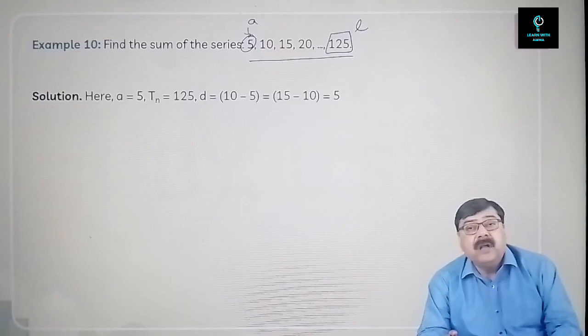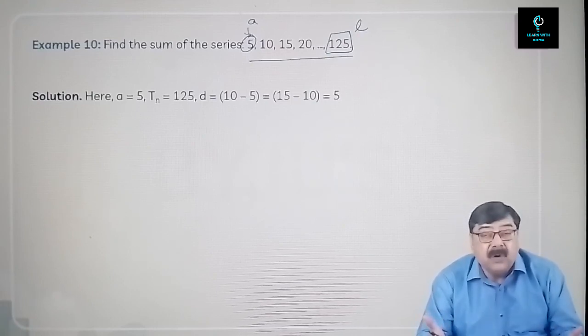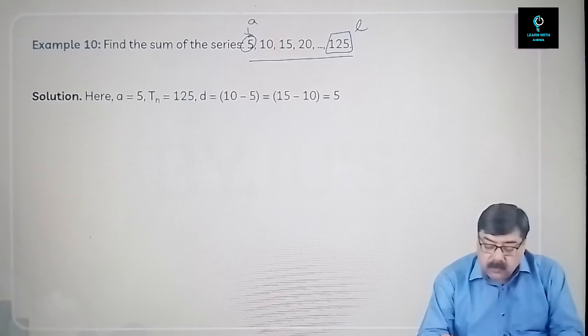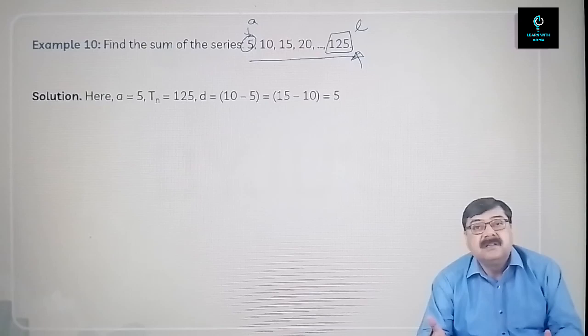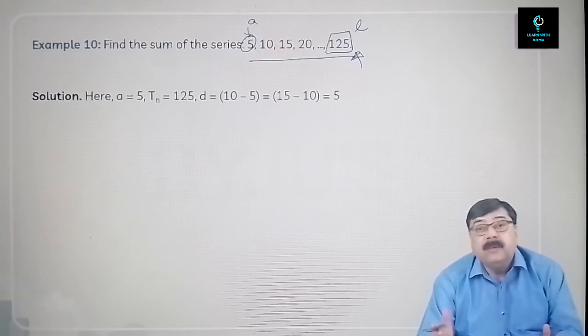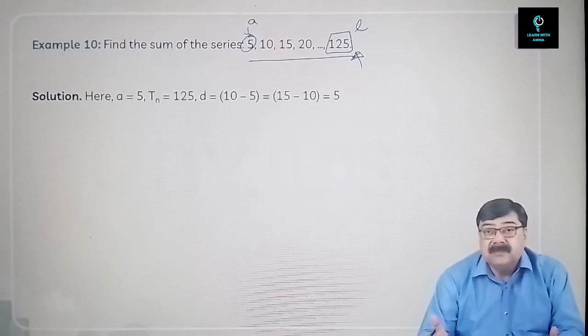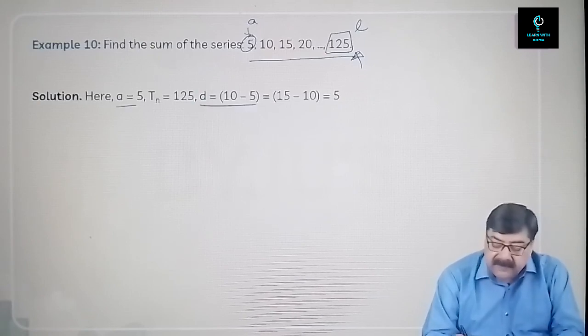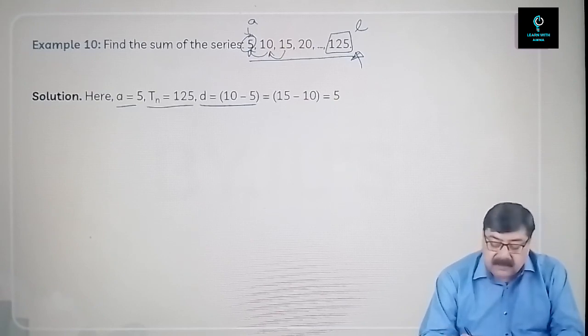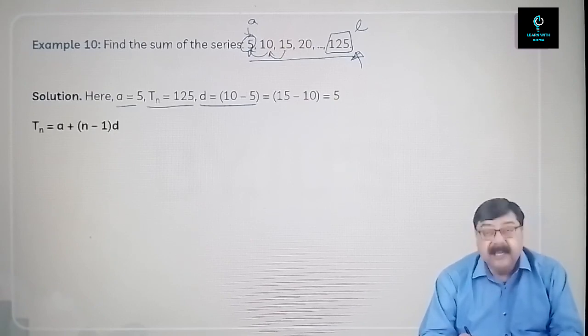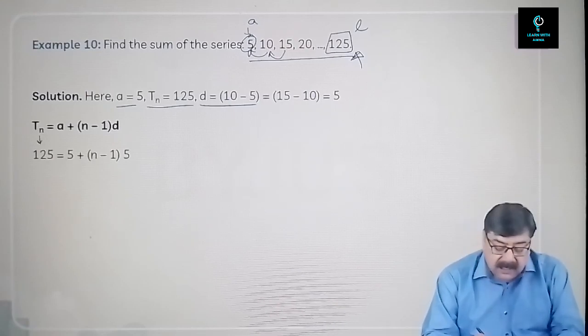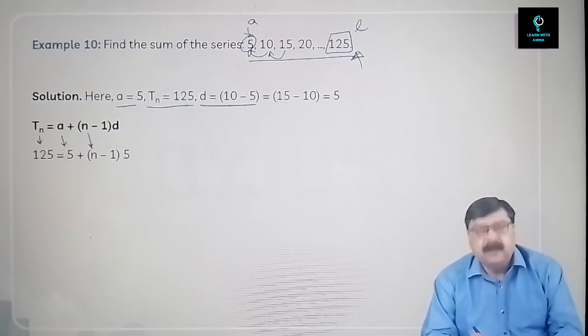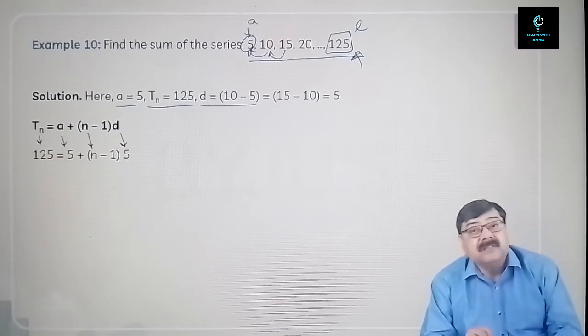So the only thing that we need to now find out is the nth term, because the number of terms needs to be known. So 125 is the last term, and what is its order or sequence as the last term? A is given, D we can find out: 10 minus 5 is 5, 15 minus 10 is again 5, and the last term is 125. So using the general expression Tn equals A plus (n minus 1)D, the last term is known as 125, the first term is known, and D is known to us as 5.